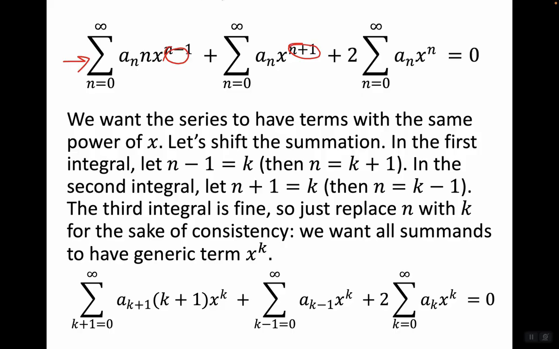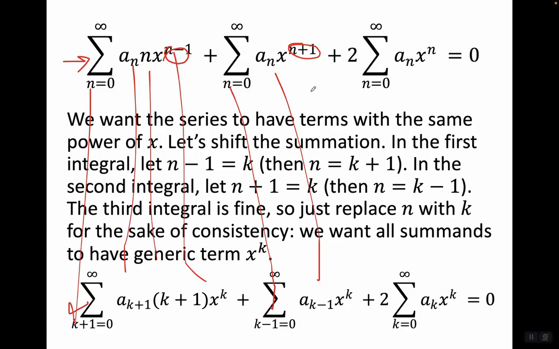When we make these substitutions, n is going to be k plus 1. This a sub n will be a sub k plus 1. This n is k plus 1. And x to the n minus 1 is just going to be x to the k. Then we make the substitution n plus 1 equals k, in other words, n equals k minus 1. So this n is k minus 1. This n is k minus 1. And this n plus 1 is just plain k. And this last series is fine, so we just have 2 a sub k x to the k.